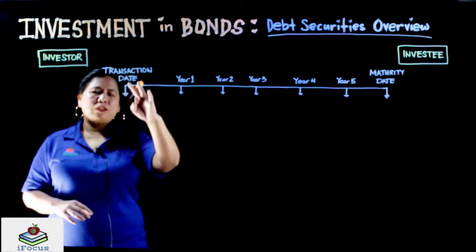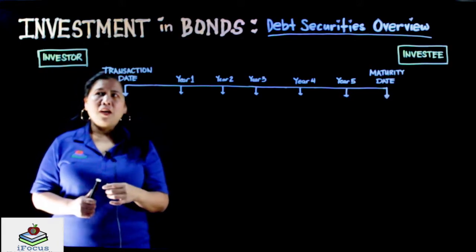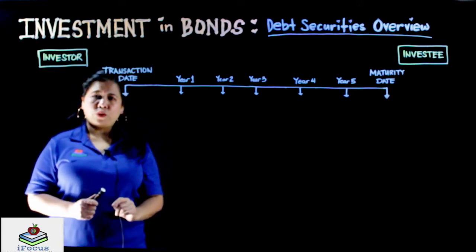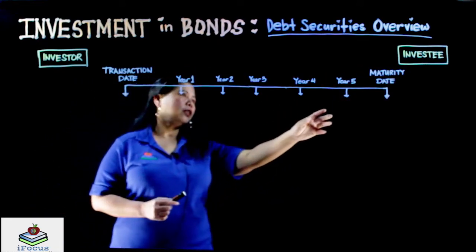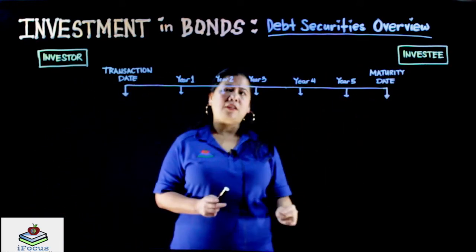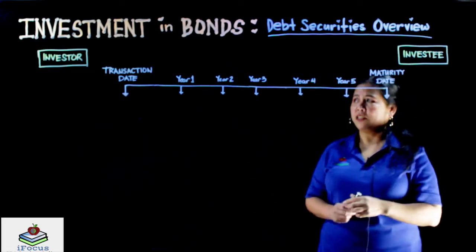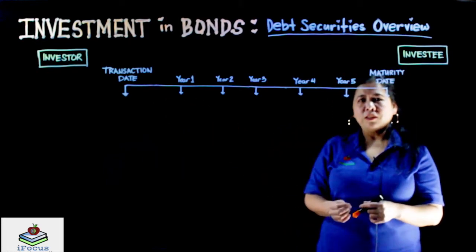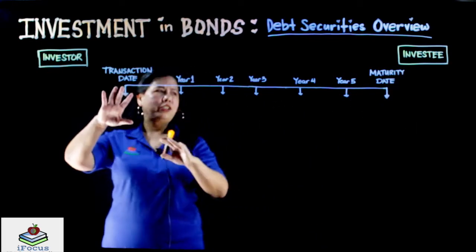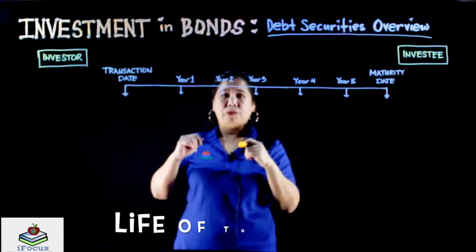We have our transaction date. Ang transaction date, yan po yung day na in-acquire ni investor itong mga bonds na ito from the investee. Itong maturity date, on the other hand, yan yung date kung saan si investee, babayaran na niya si investor kasi nag-mature na yung bonds na yon. In between this date, transaction date, and the maturity date, this is what you call the life of the bonds.